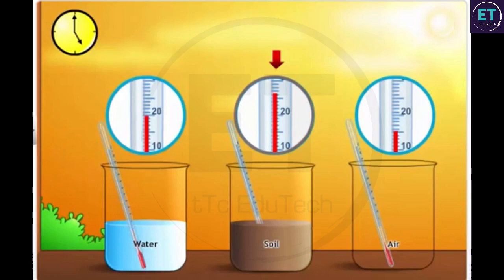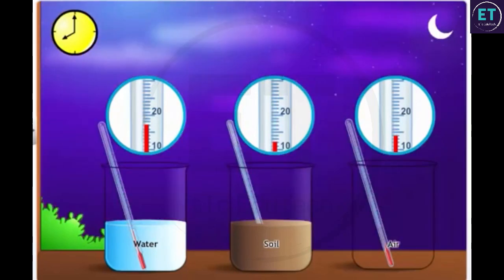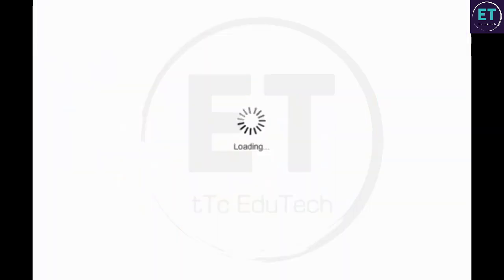This indicates that soil gets heated faster than water and air. If we perform the same experiment under shade, this is how the temperature stands. This time, the temperature reads more in the first beaker than in the others. This indicates that soil gets cooled faster than water and air.